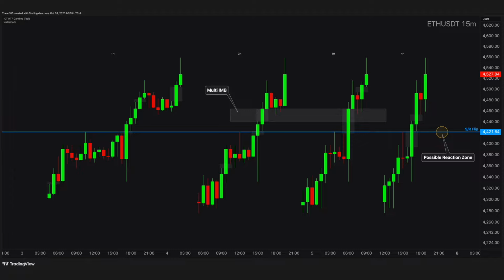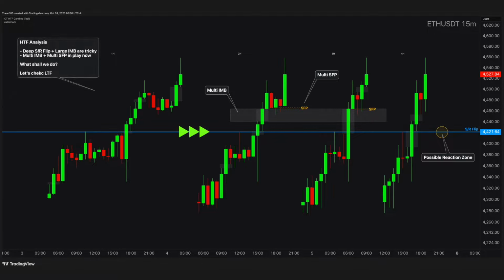But at the same time, if you take a closer look here, you will notice that within this zone of multi-imbalances, there are already a few swing failure patterns that have happened. So the question is, do we wait for the SR flip zone to get tested? Or do we trade based on these swing failure patterns and multi-imbalances? Because honestly, both of these areas are giving us potential trade setups. So what is the best move here?